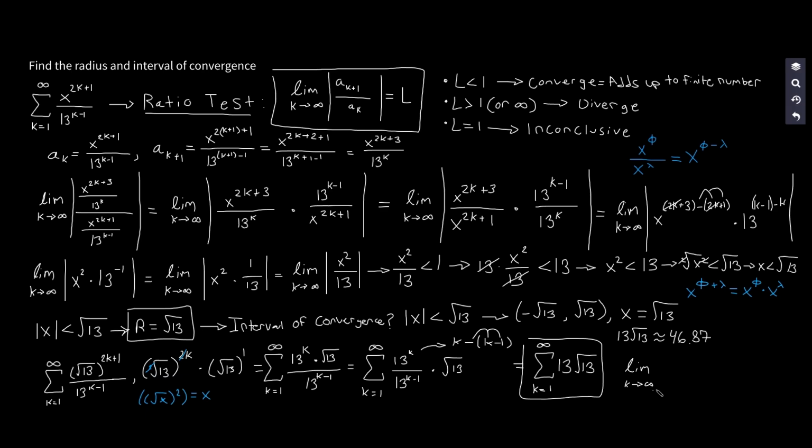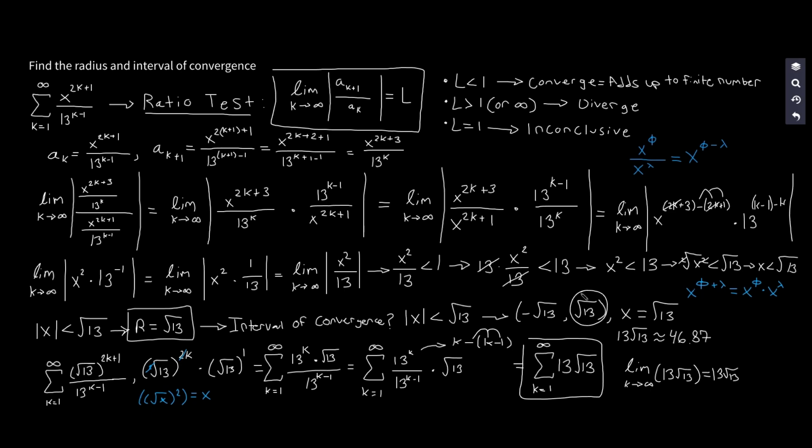So the limit as k approaches infinity for 13 times root 13 is just going to be 13 times root 13. And since 13 times root 13 is not 0, the limit diverges. Since we're adding up a constant value infinitely many times, the series diverges by the divergence test.